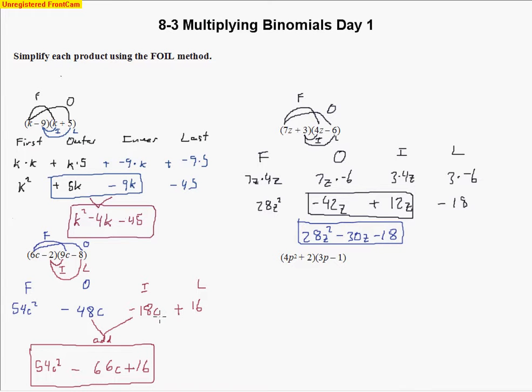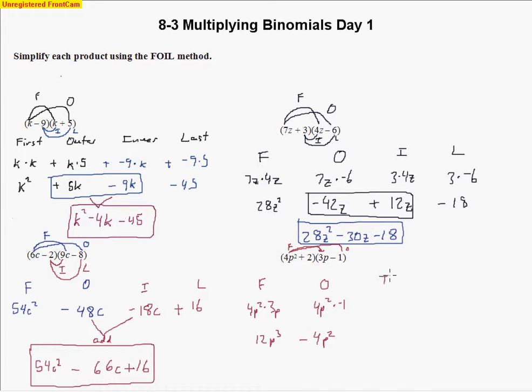And moving on to the next one here. So a little bit tougher because we've got the p squared here. So I'm going to multiply the first terms, and I'm going to write this out all the way. So 4p squared times 3p, that's where I'm getting 12p to the third power. And so the outside terms, 4p squared and the negative 1. So 4p squared times negative 1. That's where I'm getting the minus 4p squared from.